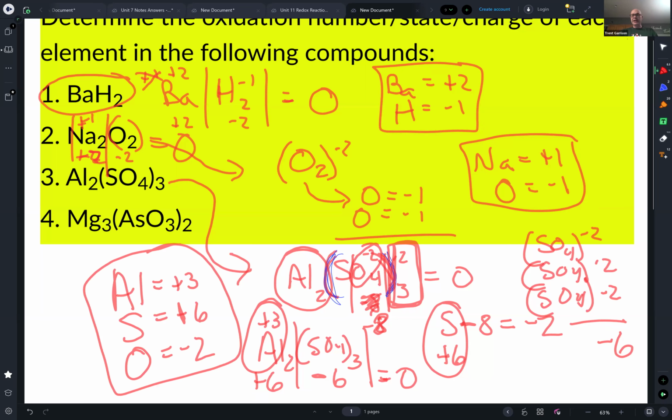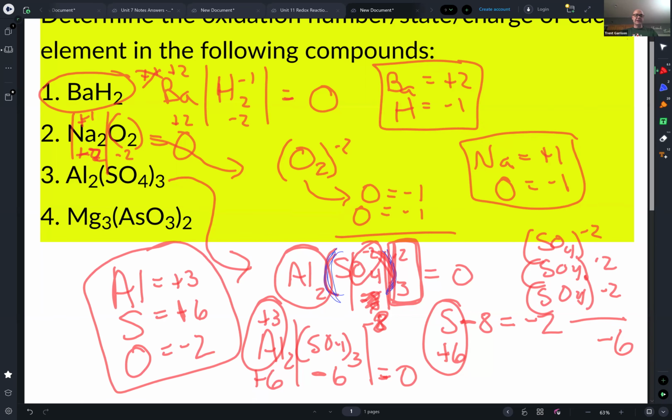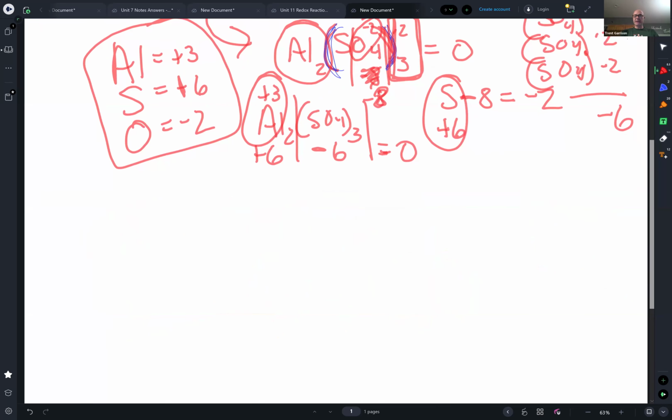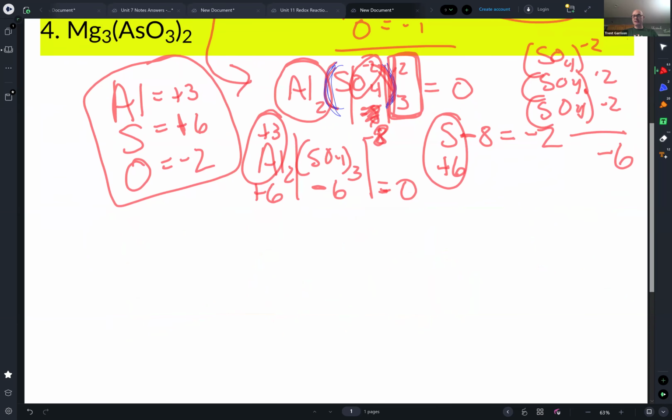All right, now we got to do one more, and this is the doozy, because this one may not actually be on your list of polyatomics. So bear with me as we develop this one together here. So I have magnesium arsenate. Arsenate is not one of the charges that you would normally know the polyatomic charge for.